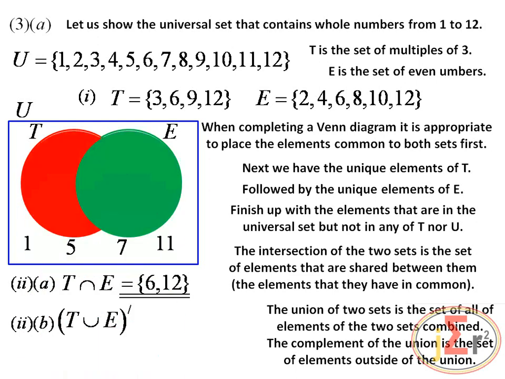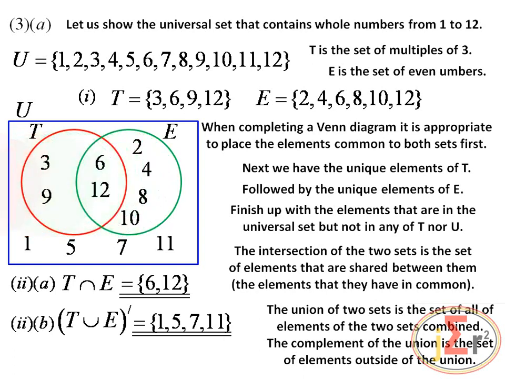So we block all of the elements that are inside of the union, and what we see are all of the elements that are not inside of the union. And we have T union E all complement is equal to {1, 5, 7, 11}. An interesting statement.